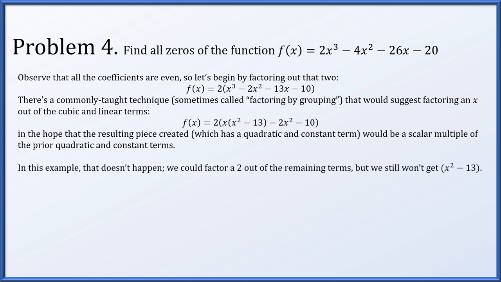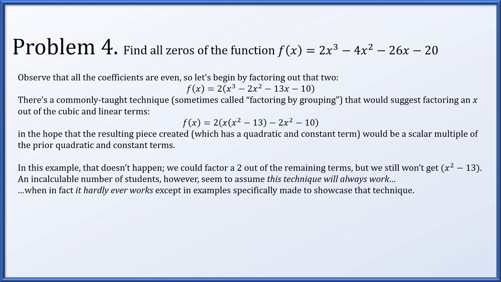In this example, however, there's nothing to do. We have a quadratic and constant factor of x squared minus 13, and the quadratic and constant that we left alone are 2x squared minus 10. There's no commonality here. Okay, so a lot of students tend to believe that factoring by grouping will always work. In fact, it hardly ever works. If you just create a polynomial, it is exceptionally unlikely that this technique will work.